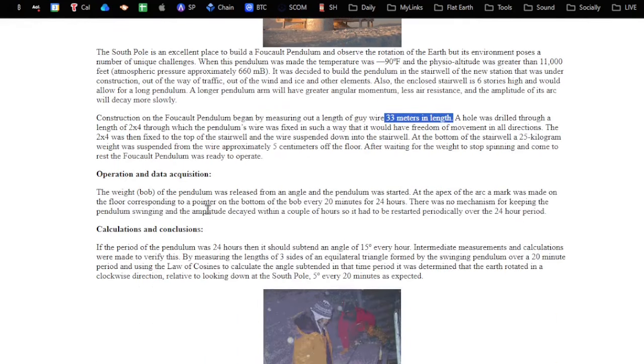The weight of the pendulum was released from an angle and the pendulum was started. Great, here we go. At the apex of the arc, a mark was made corresponding to the floor mark, pointed at the bottom of the bob, every 20 minutes for 24 hours. There was no mechanism for keeping the pendulum swinging, and the amplitude decayed within a couple of hours, so it had to be restarted periodically over the 24-hour period. So now, they're restarting the pendulum.